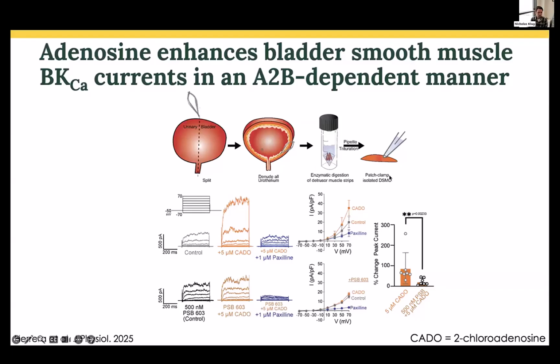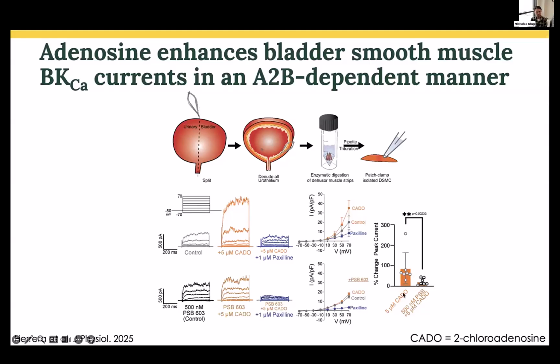However, when we take these smooth muscle cells and pre-incubate them in the A2B receptor blocker, PSB603, and then subsequently add adenosine, we don't see much enhancement of the current at all. The remaining current is still sensitive to paxilline, so there is some residual BK channel activity.